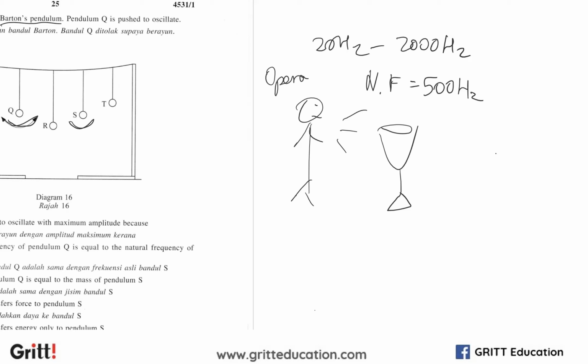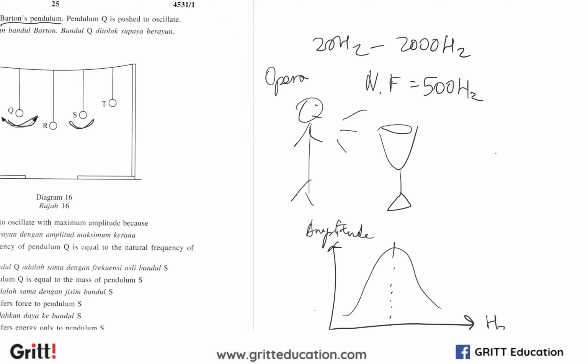So what you will notice is that if you plot out the graph of frequency against amplitude for the wine glass, it's going to look something like this. There will be a peak. When the opera singer starts from 20 Hertz and slowly increases, the wine glass would oscillate at a larger amplitude. It increases in amplitude, then it reaches a peak. Then after she passes a certain frequency, the amplitude of the oscillation will start to decrease.